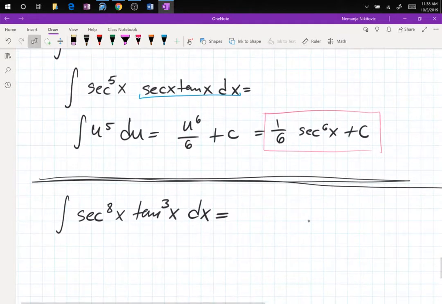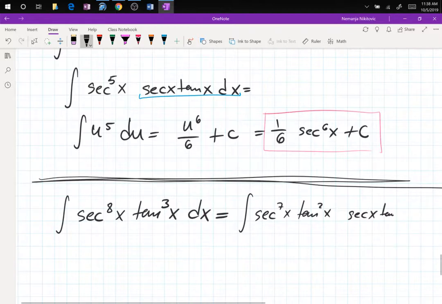Any ideas? Yes? Separate one secant x, one secant x and one tan x, and then I'll reduce tan x squared, change not powers, but change tan x squared into secant squared x minus 1. Excellent. So we're going to peel off a secant and a tangent and put that in a bank. And then we're going to transform this tangent squared into secant squared x minus 1.